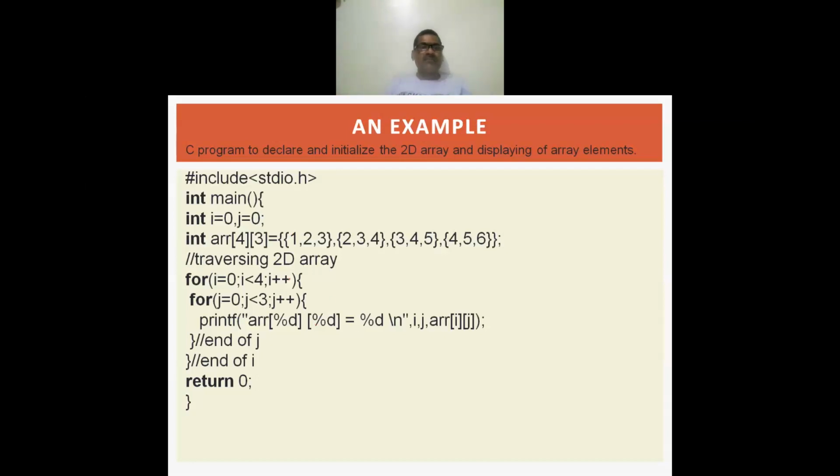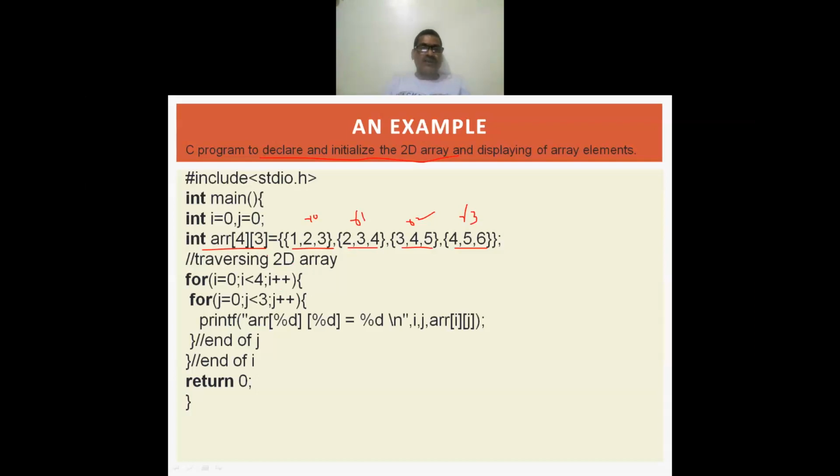Fine. So this is an example program to demonstrate the declaration and initialization of a 2D array and displaying all those elements. In this particular program, we are declaring the ARR array of size 4 rows and 3 columns. So 1, 2, 3 is the first row, 2, 3, 4 the second row, 3, 4, 5 the third row, and 4, 5, 6 the fourth row. So this is row 0, this is row 1, this is row 2, and row 3. Fine. So this is row-wise initialization, we are calling it.